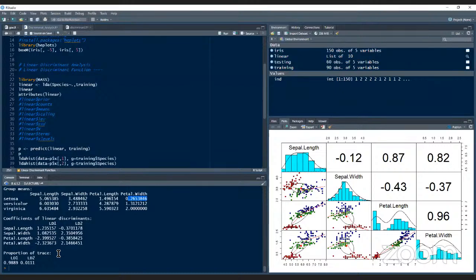Now these are the linear discriminant coefficients. So from here, how can we write? We can write 1.2355157 into sepal length plus 1.082535 into sepal width minus 2.399527 into petal length minus 2.323673 into petal width, and this will be our linear discriminant function 1. And if we multiply the coefficients with these variables: minus 0.37 into sepal length plus 2.35 into sepal width minus 0.38 into petal length plus 2.14 into petal width. So this is the linear discriminant function 2.